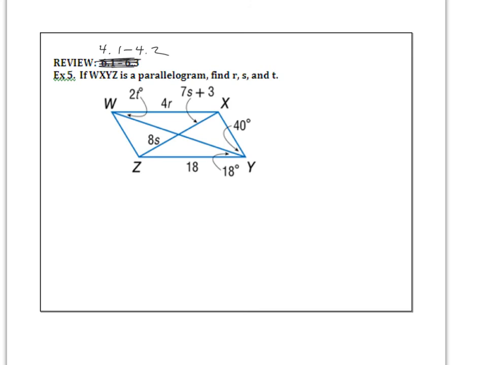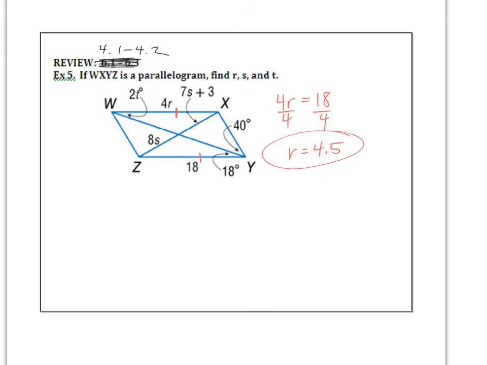Well, let's start with R. So I see 4R here. If this is a parallelogram, opposite sides are congruent. So the 4R will equal the 18. Divide by 4. And R is 4.5.